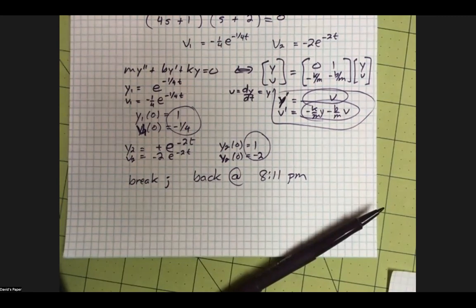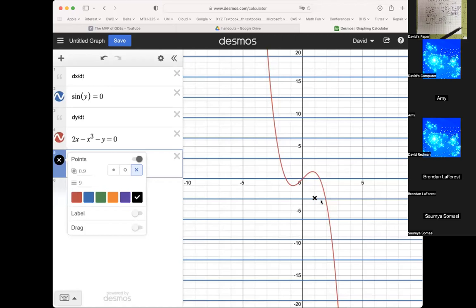Go back to my web page. Oh, let me make one note about this before we leave here. You understand when someone says identify the equilibrium points, they want all the equilibrium points, right? Now, that's not what this problem said necessarily, but I think there was another problem where you would do something like this.